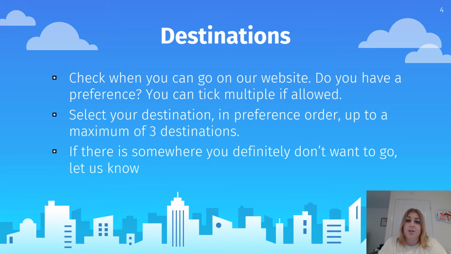The next section is on destinations. So you can have a look at where you can go as part of your course on our website, and have a look if you've got a preference of where you would like to go if there's more than one option. If you do have more than one option and you'd like to list those, then you can put them in preference order on the application form. There's space to do so. There's also space for you to put if there's anywhere in particular that you don't want to go as well.